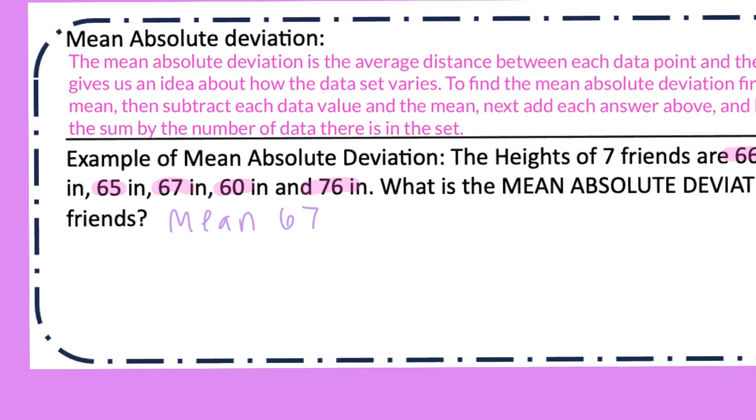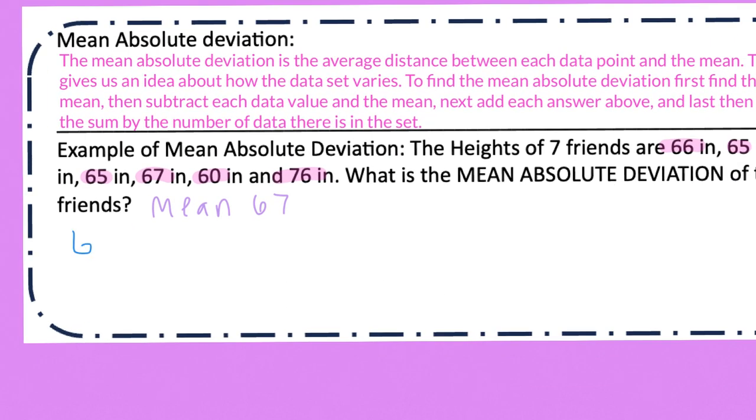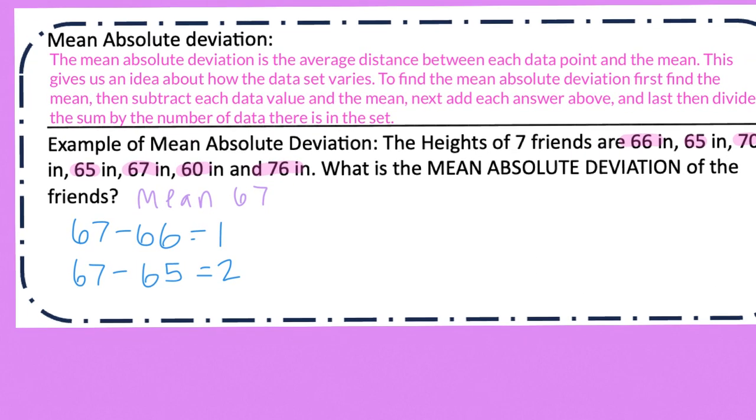So if I start with my 66, and we're going to subtract 67. 67 minus 66 is 1. Then we're going to take the 65 and subtract 67, or 67 minus 65. And that gives us 2. By taking the bigger number of the 2, you just eliminate having to worry about any absolute values.